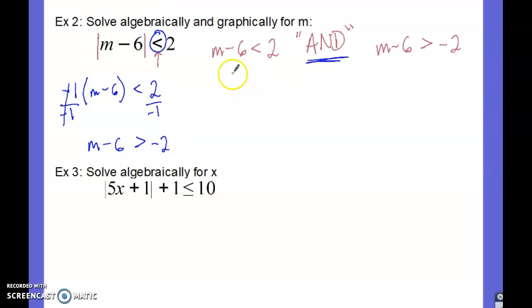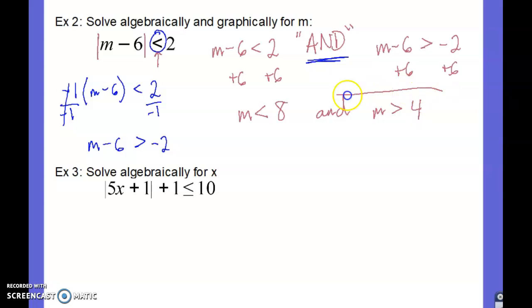Let me go back to my other color. We could add 6 over, add 6 over. So what we want is values for m that are smaller than 8 and greater than negative 2 plus 6, which is 4. So now I'm going to go to Desmos to sort of talk you through this problem.